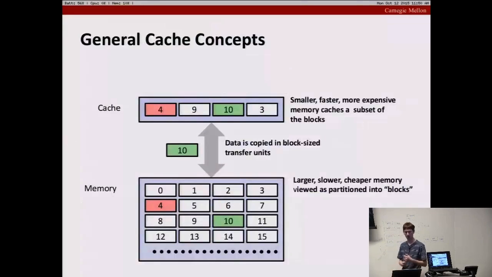Right, so the idea here is that the cache is a smaller piece of memory than whatever it's accessing. It's smaller than whatever is one level below it in the hierarchy. So what we do is we keep a subset of, usually, the most recently used blocks that we've accessed from that larger piece of memory.